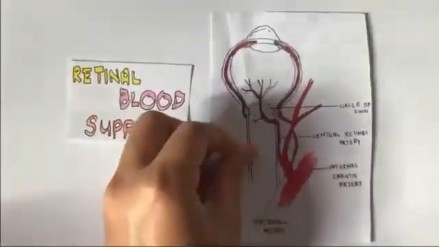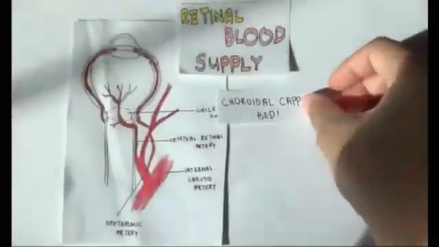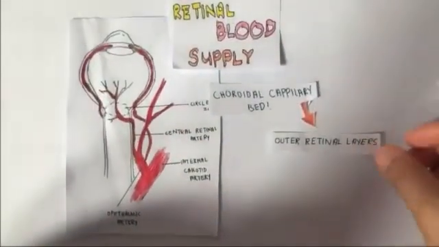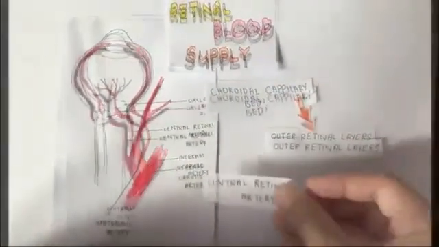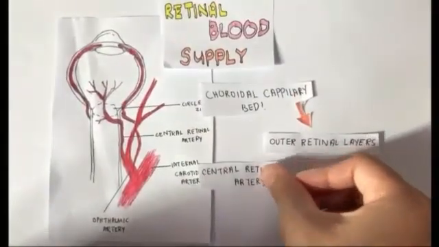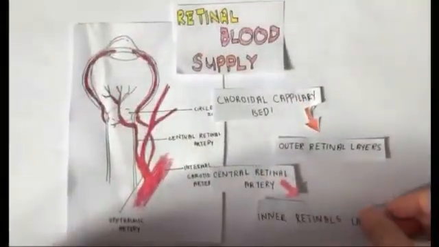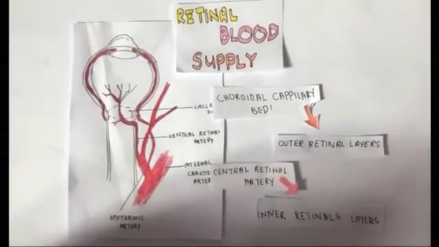Now, I'm going to talk about the retinal blood supply. For your information, all the arteries enter the retina through the optic disc. One of the sources is the choroidal capillary bed, which provides nutrition for the outer retinal layers. Next is the central retinal artery, which provides nutrition for the inner retinal layers.